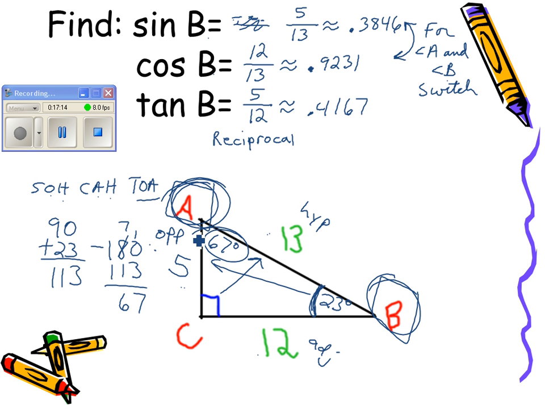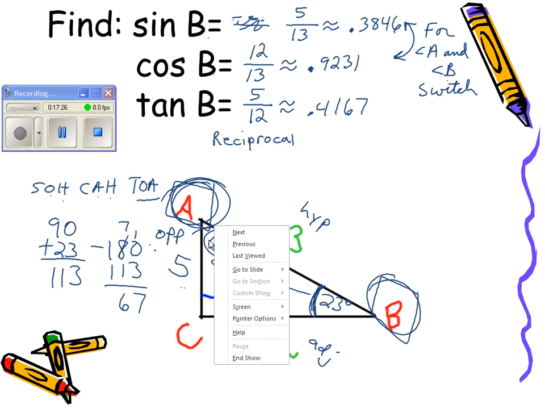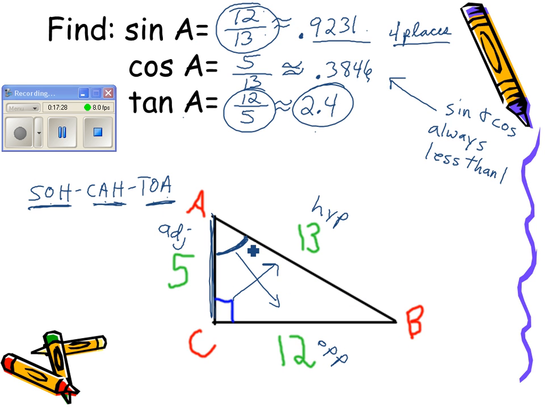You could also find angle A by using your calculator again and doing the same thing, and it's going to tell you that angle A is 67 degrees. So if you went back and used one of these ratios and used your calculator, it would tell you the same thing. Angle A is 67 degrees.